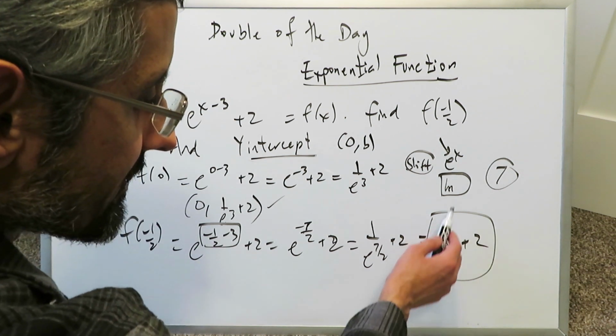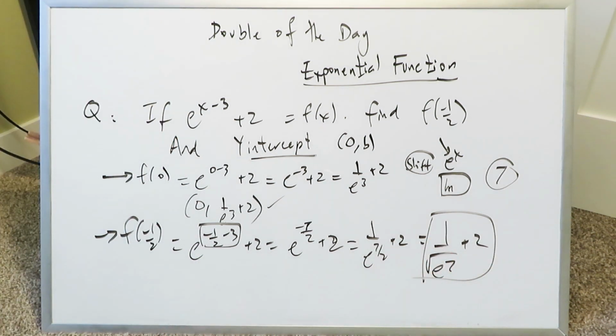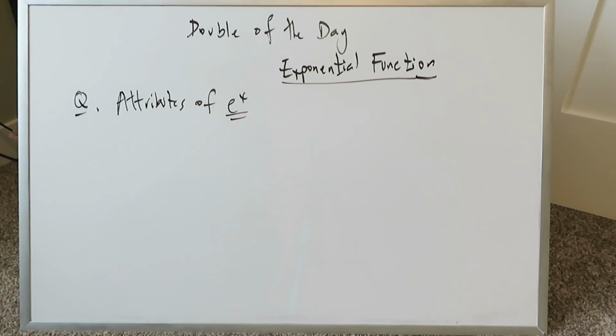You can then root that and hit the reciprocal and then add 2, and you'd be done. But this question here has been completed. For the second question, let's do this.